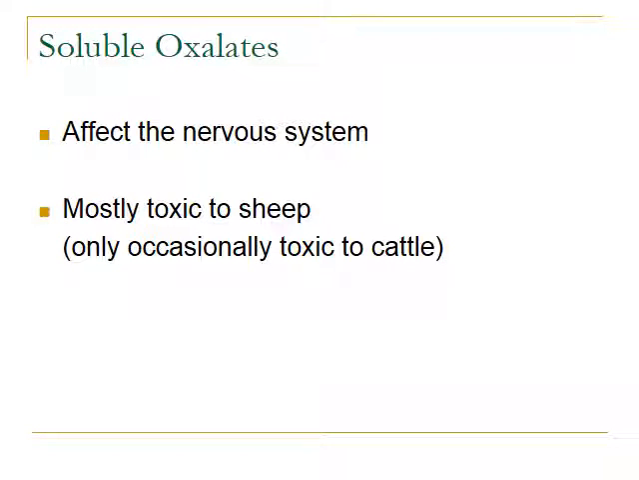Oxalates, another set of compounds that we would call qualitative because they're effective in fairly small amounts. And again, this is a compound that, like the previous ones, affects the nervous system. And that's a difficult thing for animals to learn to avoid because it affects the nervous system and doesn't make them sick. Also, oxalates are interesting because sheep tend to be more susceptible to oxalates than cattle.